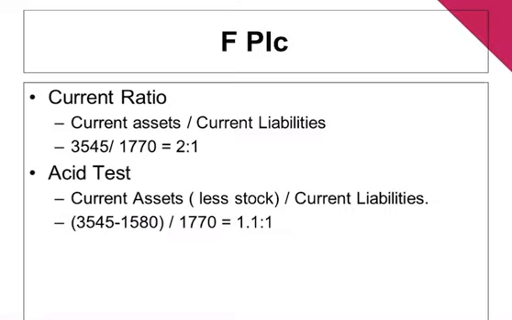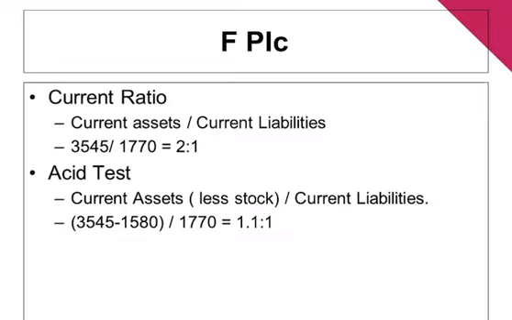Let's have a look at the current ratio, which, like I said, is your current assets divided by your current liabilities for FPLC. You can find that number when you look at your balance sheet for FPLC. So you have 3545, which is your current assets, divided by your current liabilities of 1770, and that's very straightforward. You will get a number close to 2, and you express it as 2 to 1. What that means is you've got twice as many assets as you have liabilities.